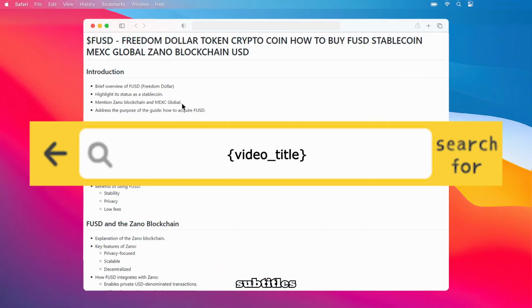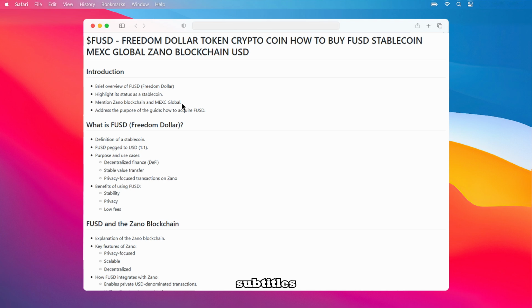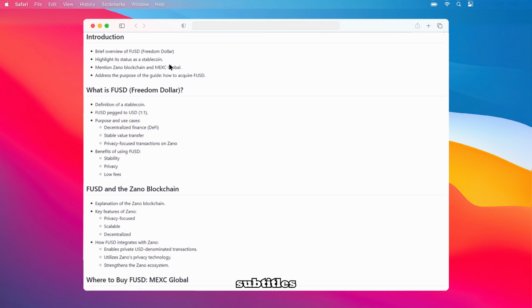Today we're diving into the Freedom Dollar Token, or FUSD, a cryptocurrency stablecoin. This guide will show you how to buy FUSD, which is associated with the Zeno blockchain and available on MEXC Global. So, what exactly is FUSD, the Freedom Dollar?